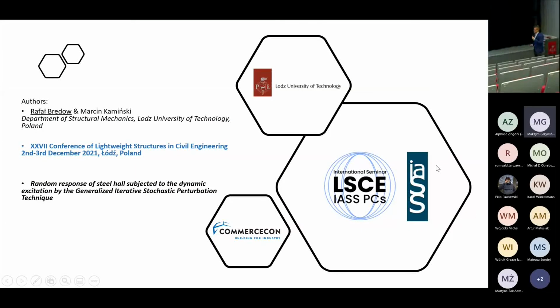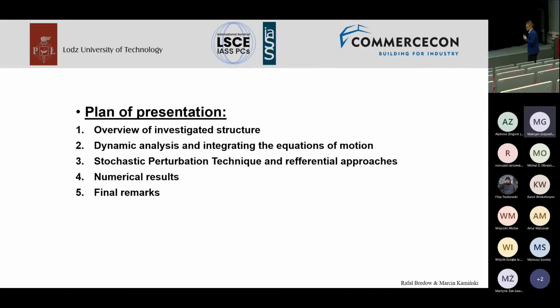Today, I would like to present our recent work regarding random response of steel hull subjected to the dynamic excitation by the generalized iterative stochastic perturbation technique. Firstly, I will make a general, very brief overview of the investigated structure. Then I will say a few words about the dynamic analysis and methods of integrating equations of motion involved in this work. Later on, I will discuss the probabilistic approaches, most importantly the stochastic perturbation technique, and also other referential techniques. Later on, very briefly chosen numerical results and also stating some final remarks.